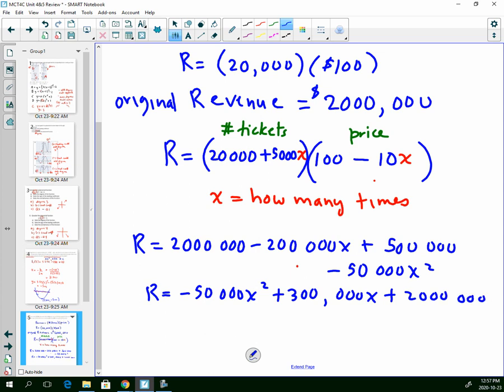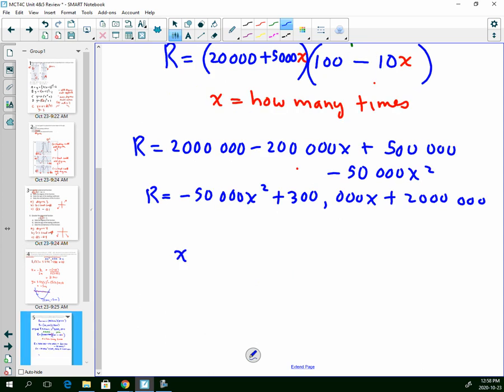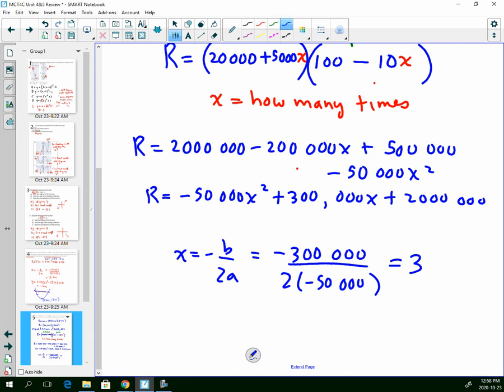And now we want to solve for the maximum, right? Because we want to find the maximum revenue. So we can use our short version, negative b over 2a. We don't have to complete the square. We can just put in the numbers. And a is negative 50. Okay, and we'll work that out for x, and it works out to be 3. So what does that tell me? That tells me I'm going to change the ticket price 3 times. Right, that's what that means.